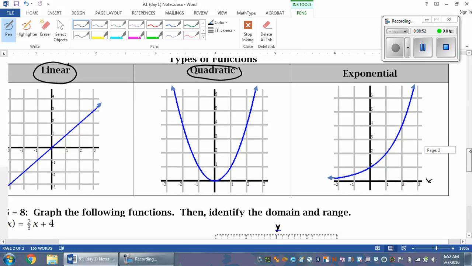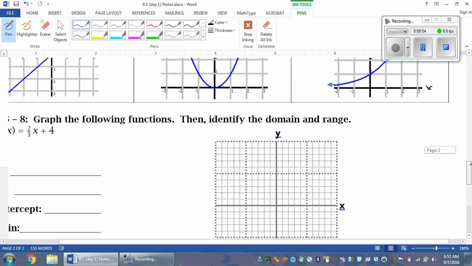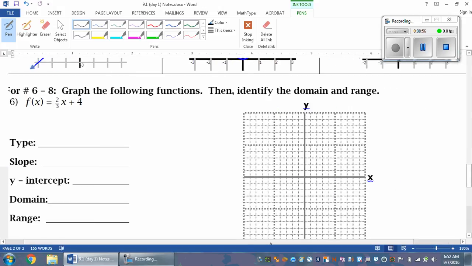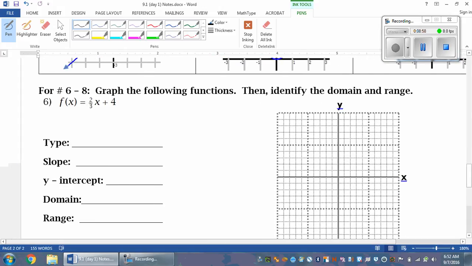Alright, so what we're going to do is we're going to graph some different functions, identify them first, and then write the domain and range. So let's look at number 6. I have f of x. Remember, I'm using function notation. If I'm using function notation, I automatically know it is a function. So meaning the relation is going to pass the vertical line test. Okay? 2/3 x plus 4.